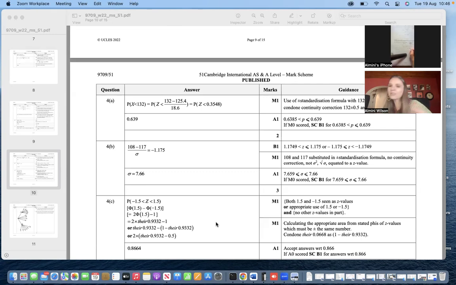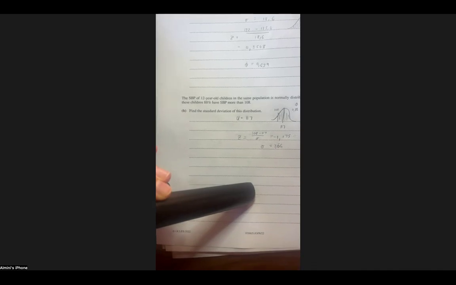7,66. If you need me to help you with algebra, I can quickly help you. You would have multiplied that side with the standard deviation, then brought that over, and then you would have gotten this number. Okay, that is all they wanted for 3 marks. Let's move on.